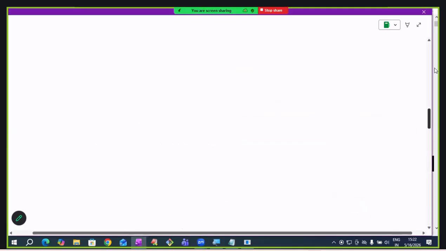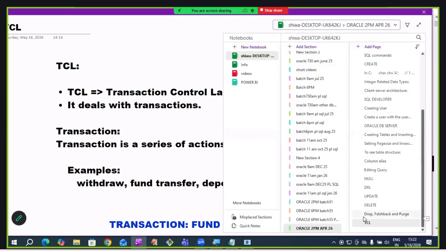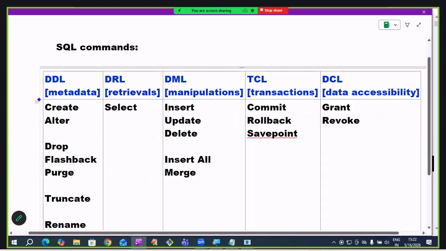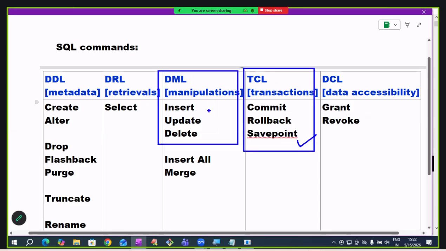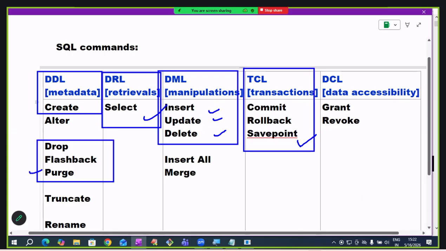That's it. So TCL commands are over. Now, in the SQL commands, we know these three TCL commands. These DML commands, insert, update, delete, we know. DRL select, we know. In the DDL commands, create, drop, flashback, purge, we know.